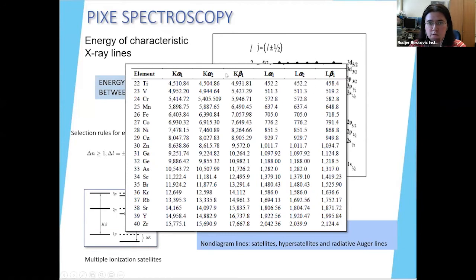What is crucial for us are tables like this, where we have a list of energies of characteristic X-ray lines. This is the basis for element identification in X-ray spectra. For every element, we have the energy of the K series of lines, L series of lines, and M series.